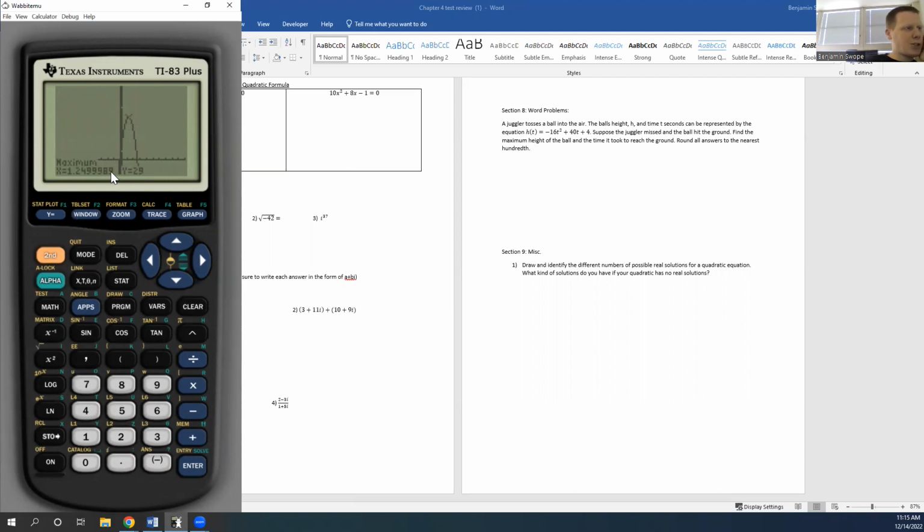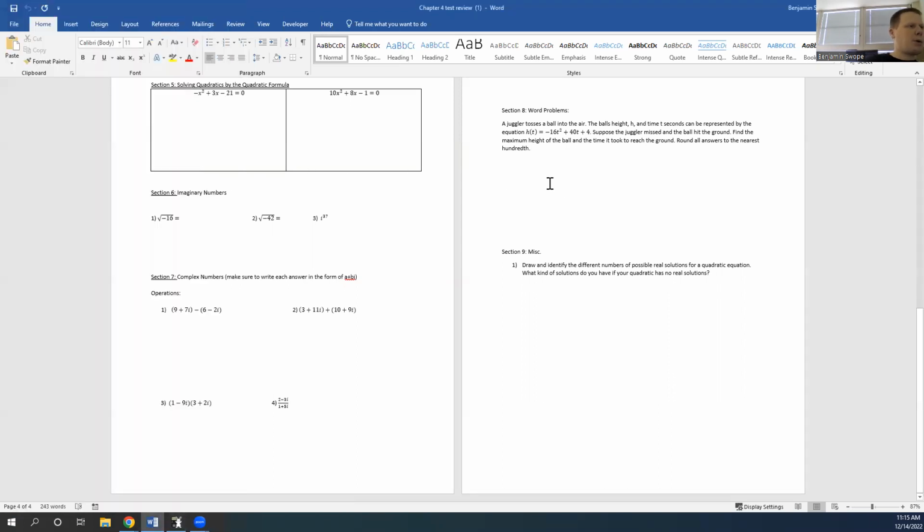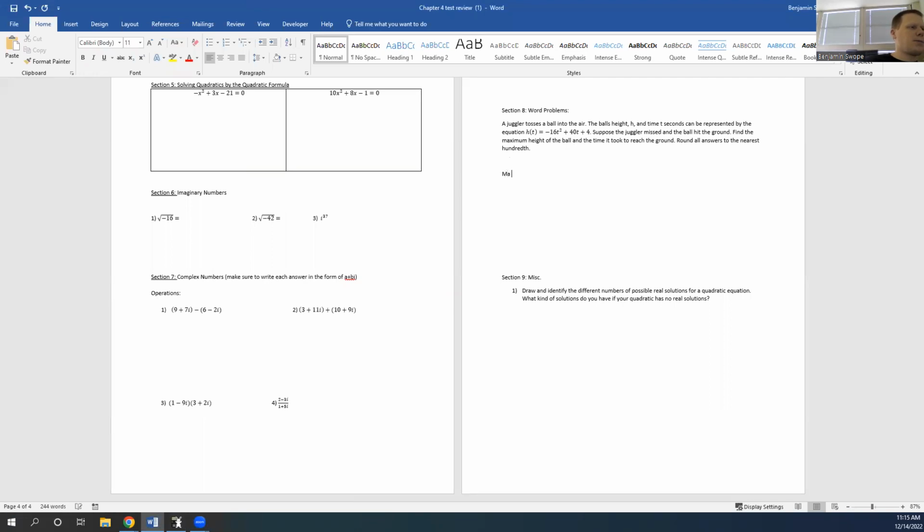Depending on what they ask you, make sure you're thinking about what the question is asking. This question asks us for the maximum height. So height is going to be our y value in this question. X was our t, or time. So our maximum height would be 29.